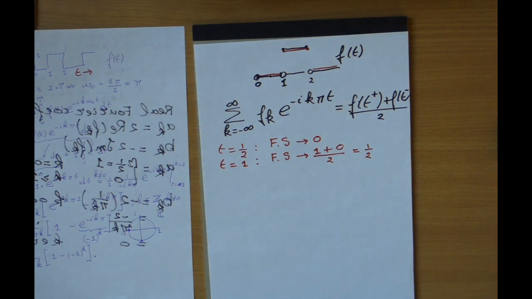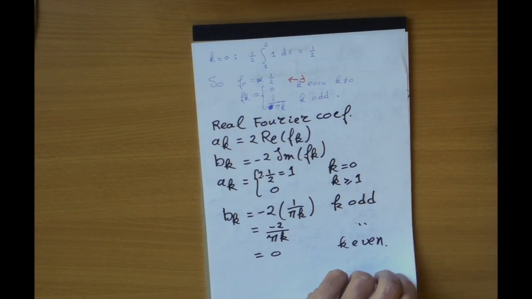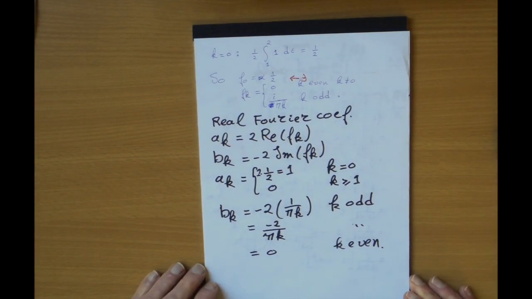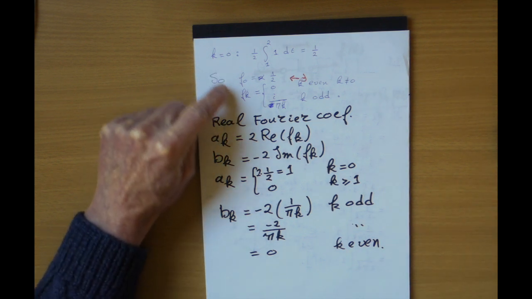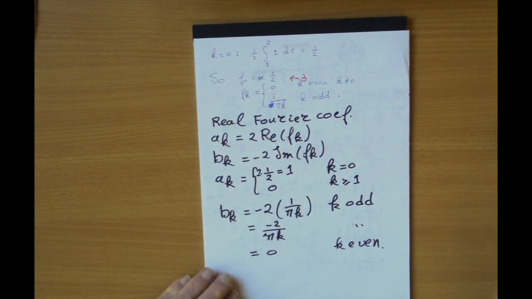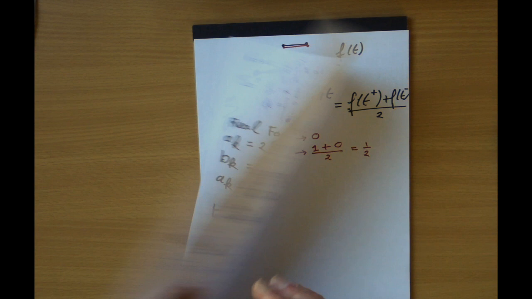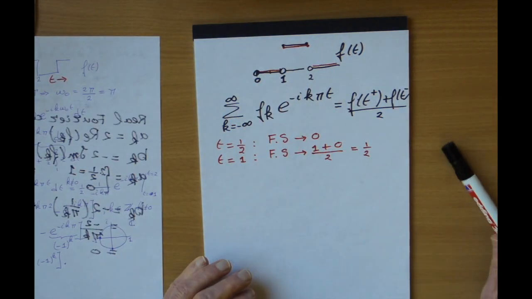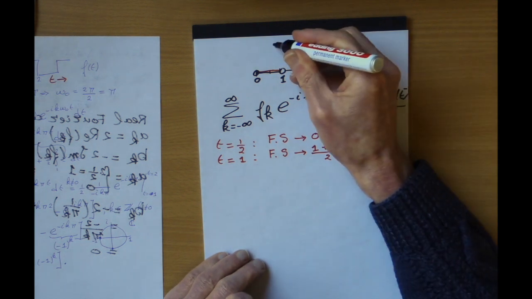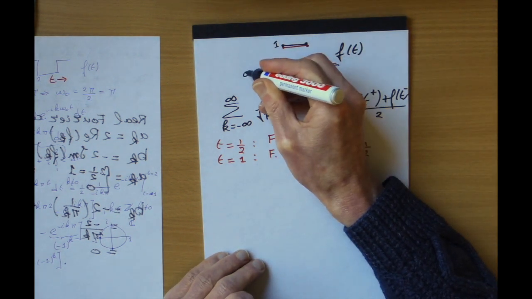A final remark. A_0 or f_0 is seen as the DC term and is the average. You see clearly from this function that a half is the average. The height here is 1. So here is 1 and here it has a height 0.